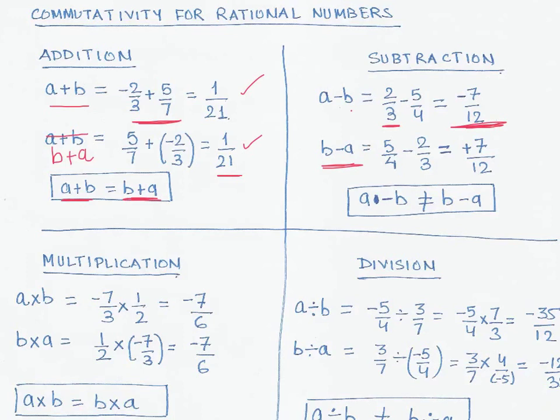So when I do b minus a, simplifying 5 by 4 minus 2 by 3, we get plus 7 by 12. Now you can see that a minus b is minus 7 by 12 and b minus a is plus 7 by 12, which means the sign is different, and therefore if we change the order of subtraction for two rational numbers, the results are not the same. Therefore we conclude that a minus b is not equal to b minus a. So we can conclude that the rational numbers do not follow commutativity under the operation of subtraction.